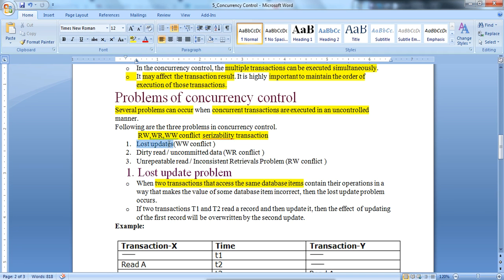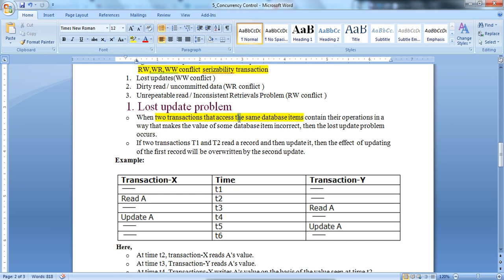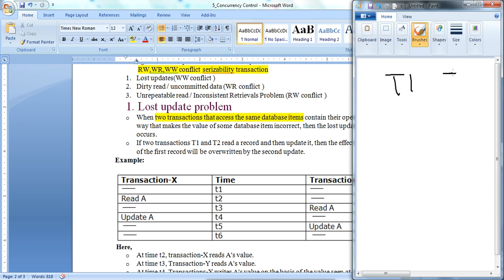Now the lost update, dirty read, and unrepeatable read or inconsistent retrieval problem are the write read and read write conflicts. Now we will learn about them one by one in detail with the help of examples. What is the lost update problem? It occurs when two transactions access the same database item. Simply, T1 and T2 access A at the same time, and A is in a database.